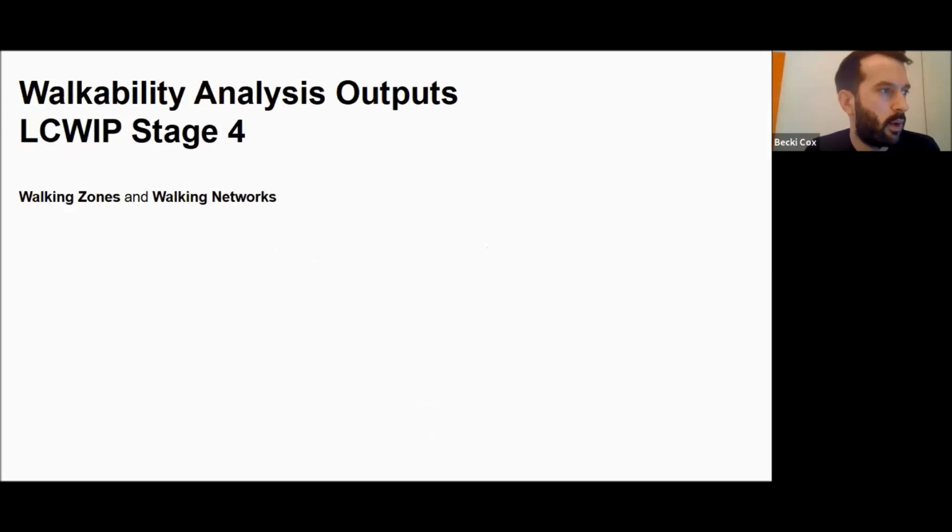So I'm going to talk about what was actually done on the pilot. Going into it being a pilot and not necessarily having a very clear idea of the exact analysis which would be most useful, eventually through an iterative process, working with Becky and the local authorities which were part of the trial, we came to the idea of identifying walking zones and walking networks so that it lines up nicely with the stage 4 requirements. And I'm going to show a few examples of the outputs from that analysis.